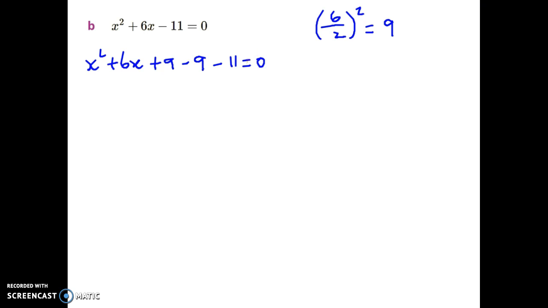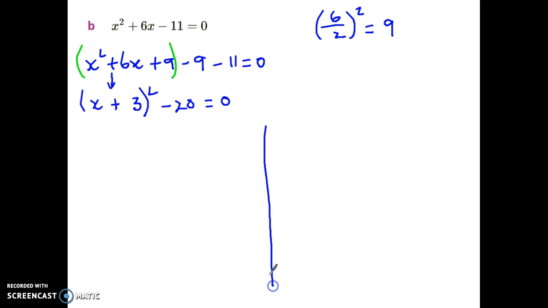Here's my perfect square. So I take the square root of x squared, I take the square root of 9, and I take the sign from there. There's my perfect square. Minus 9 take 11 is minus 20 equals 0. Again, you can decide which way you want to go from here.